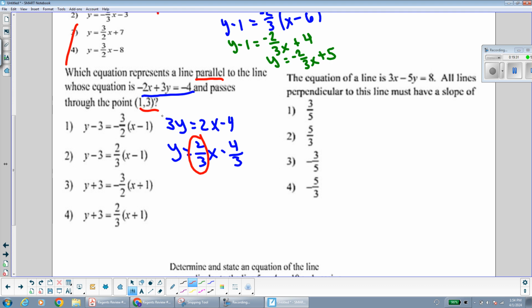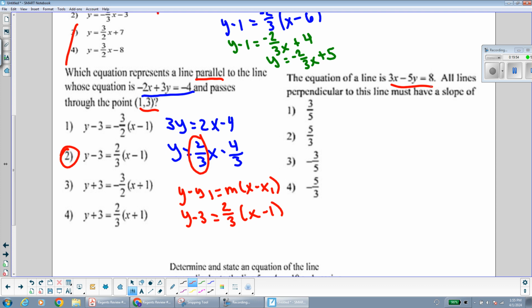And this is the point it needs to pass through. So I'm going to use point slope form once again. And I'm going to plug in the point that we need and the slope that we have. And our answer choices are already in point slope form, so that makes it super easy for us. The correct answer is answer choice 2.